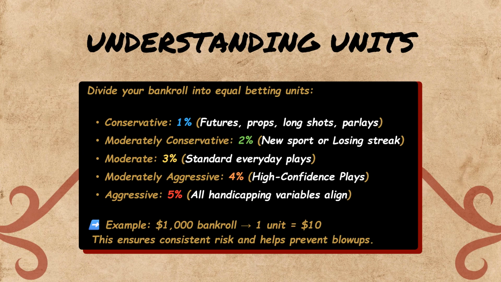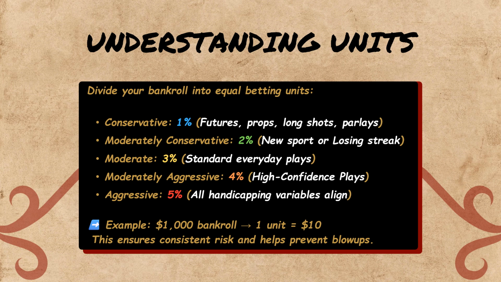All right, so before we get into the actual strategies, let's talk units. And this is the language of every serious sports bettor. And the more you get into this world, the more you'll hear it. So, a unit is just a percentage of your bankroll used to size your bets. Keeps everything consistent and protects you from making emotional decisions.